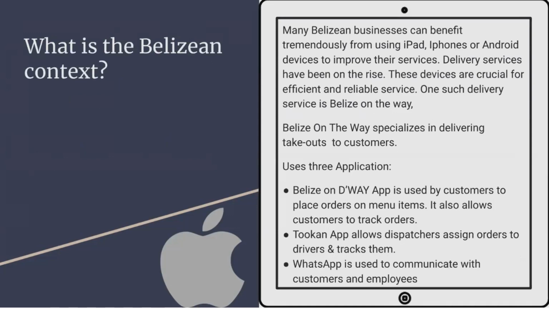The three applications they use are, first, the Belize on the Way app, which is used by customers to place orders from menus. It allows customers to track their orders. They have the Token app, which allows dispatchers to assign orders to drivers and track them. And WhatsApp, which allows the employees to communicate with each other and also to communicate with the customers.